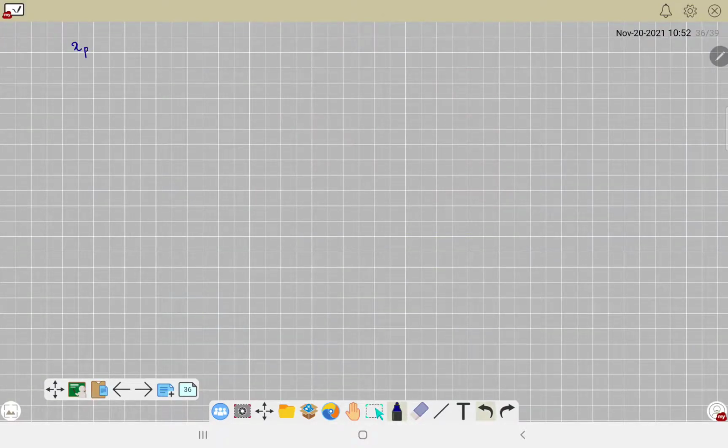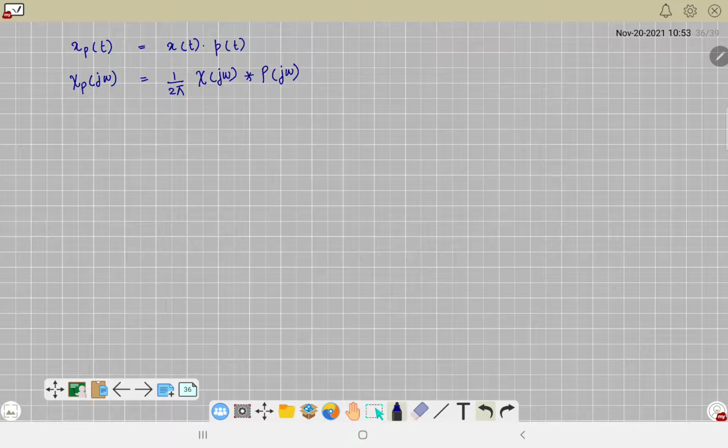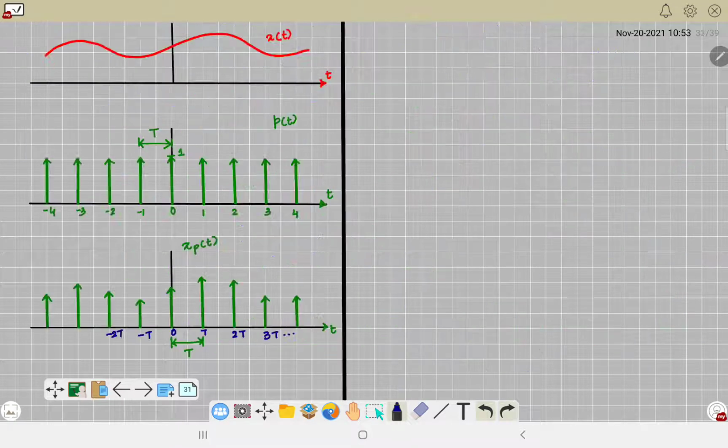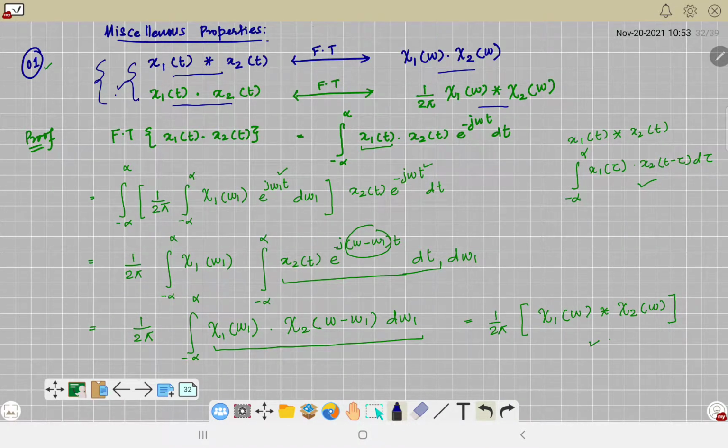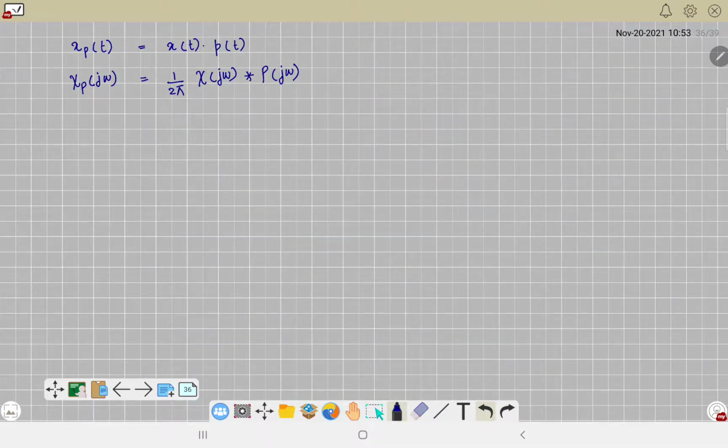Now in the time domain, xp(t), which is your sample signal, is expressed as a multiplication of your continuous time signal with the impulse train, which means in the frequency domain, multiplication translates into convolution. So it will be something like this. Fine. This was the first property that we discussed like this. So same thing I have applied here.